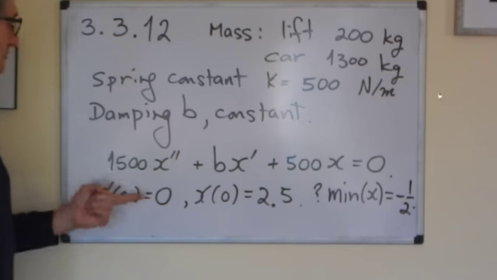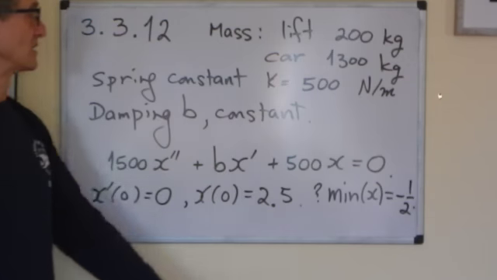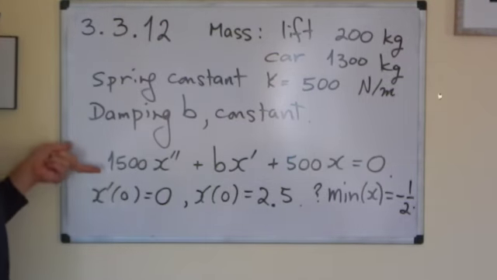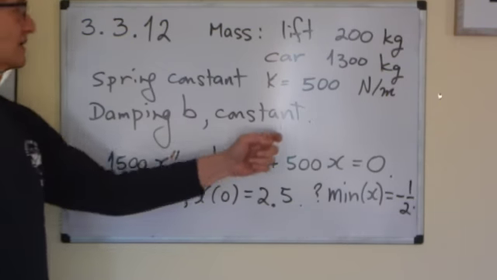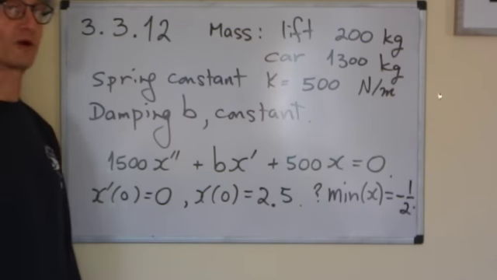And we want to solve it with these initial conditions, and then find b so that the minimum is minus half a meter. It's a second order equation. It's linear in x, and it has constant coefficients. And so we're expecting an exponential solution of some sort.